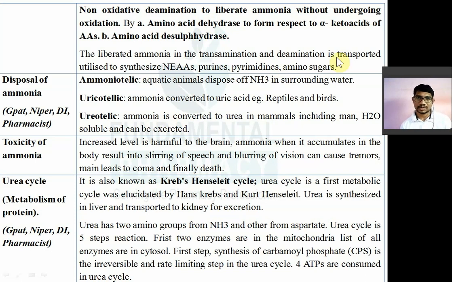The liberated ammonia, whatever ammonia is generated in transamination and deamination, is transported and utilized to synthesize non-essential amino acids, then purines, pyrimidines, amino sugars, etc.